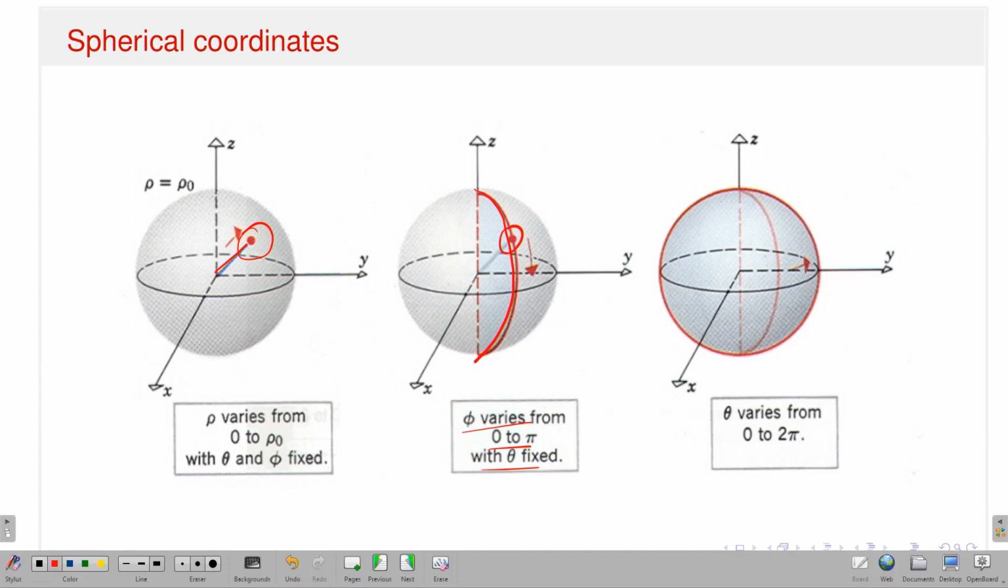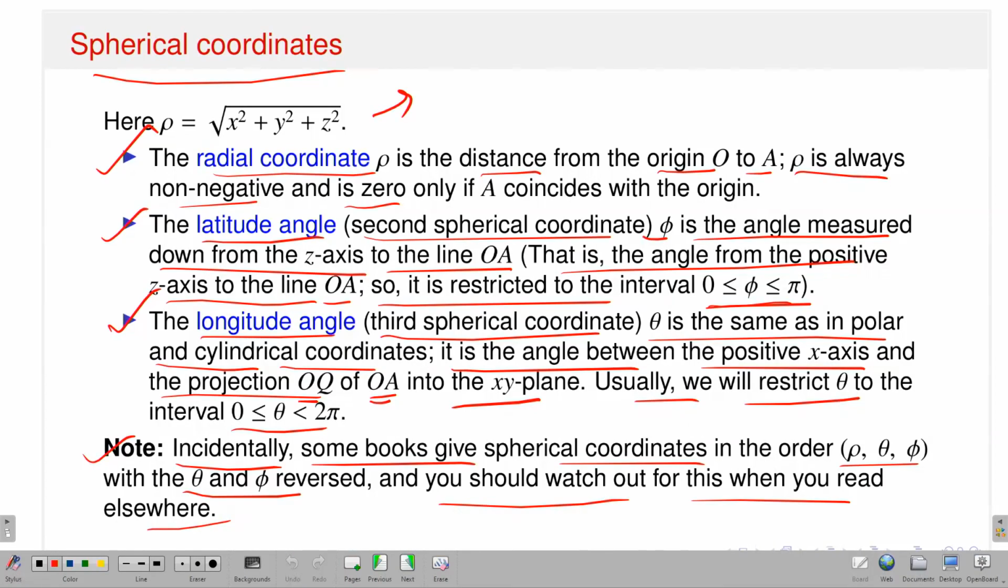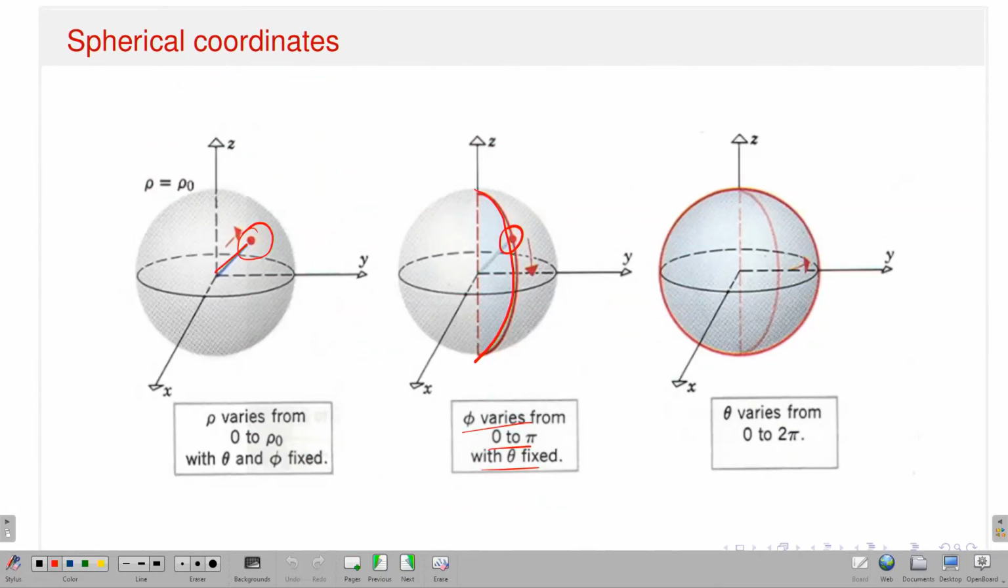Because I am just varying the latitude angle phi, right. Longitude theta is fixed, latitude angle phi, the point varies in this way. And what will happen if theta varies? So, theta varies, that means it varies in this way actually, right, because you have the point, so it varies from 0 to 2 pi.